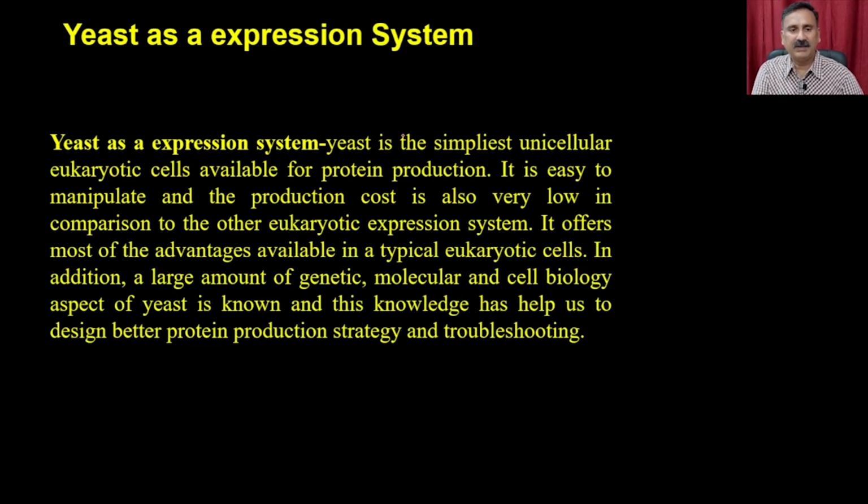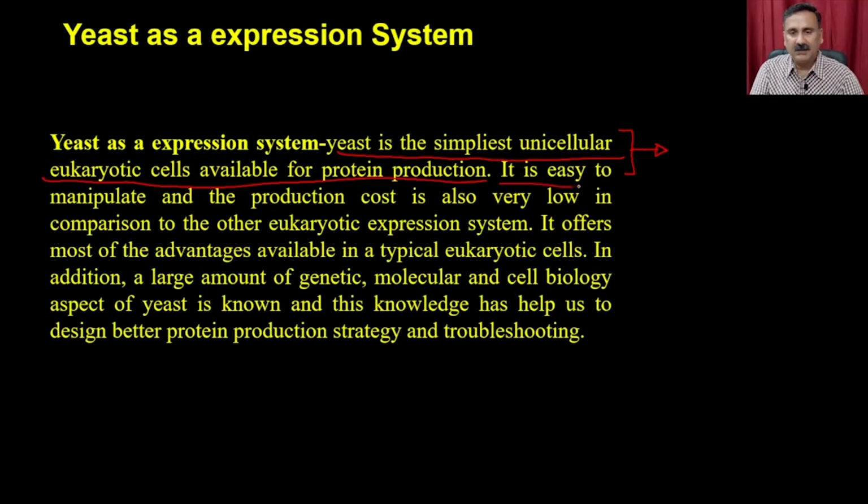When we talk about yeast as an expression system, yeast is the simplest unicellular eukaryotic cell available for protein production. The manipulations in the case of yeast are very simple because it behaves just like a bacterium, being unicellular, but it has eukaryotic cell-like features. It is easy to manipulate, and the production cost is very low in comparison to other eukaryotic systems, right?